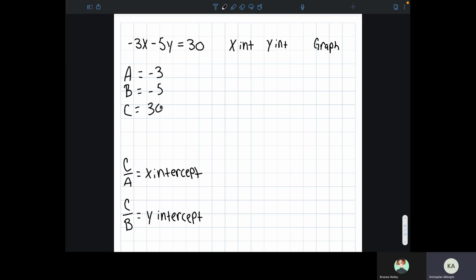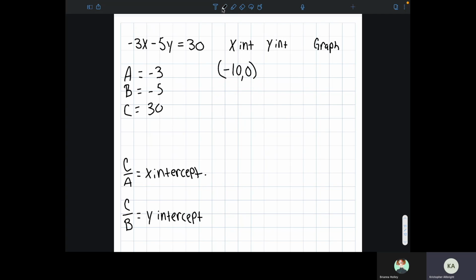Okay, so for our x-intercept, we need to do c over a. So 30 over -3, which is going to simplify down and give me -10. So it gives you a form to put that in, and it wants it like this. So all I did was use c over a and plug in, and we got this.